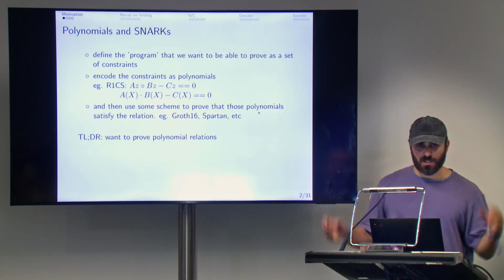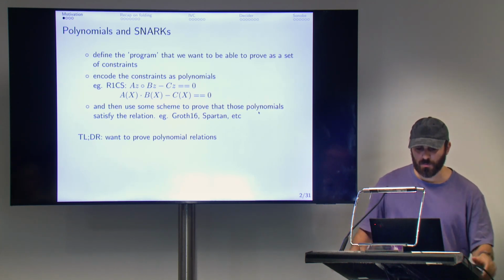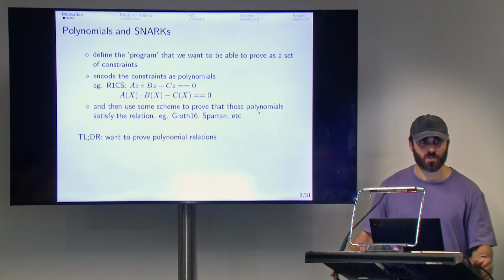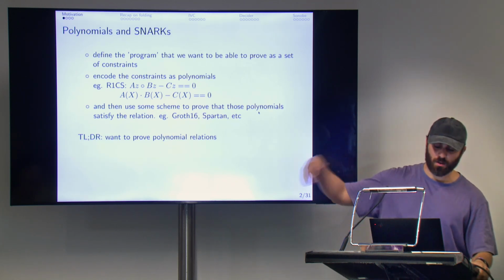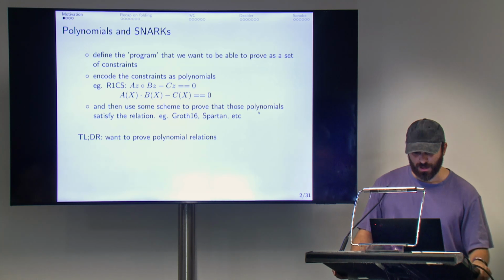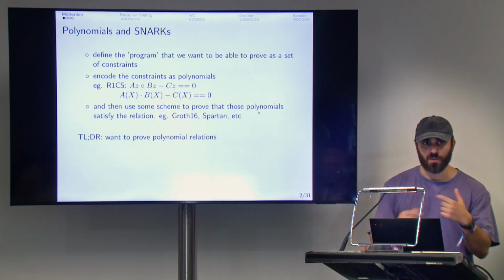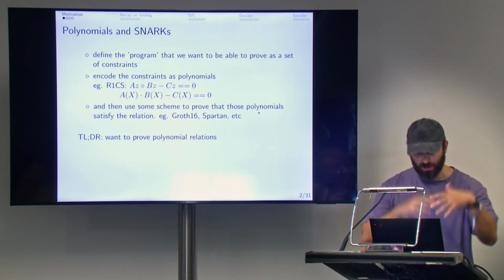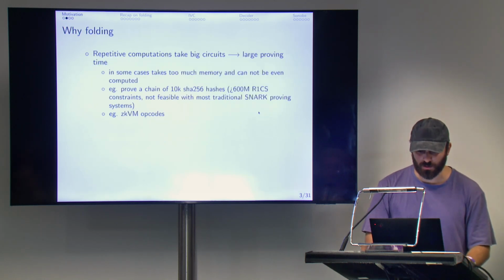And then once we have this in the shape of polynomials, then we can use a variety of tricks in the cryptography realm so that we can prove the relation of those polynomials with some witnesses that satisfy the relation and so on. For example, Groth16, Marlin, Spartan, whatever. So those are examples of different ZK SNARK schemes that allow us to prove these polynomial relations. TLDR, we want to prove polynomial relations. So just to have this first insight towards the folding ideas.